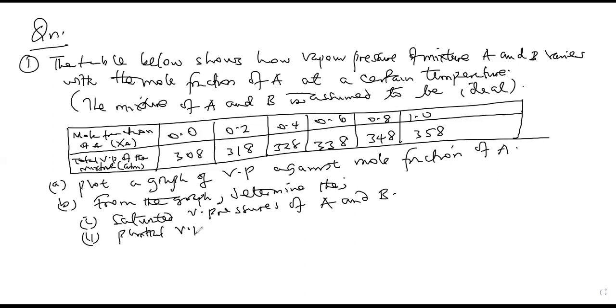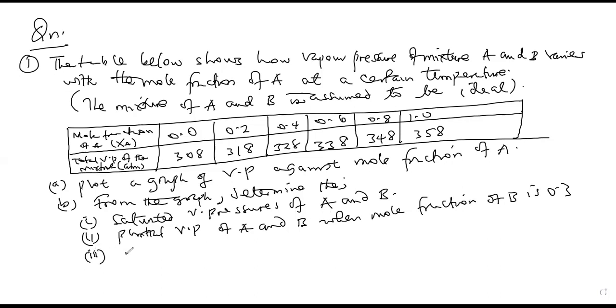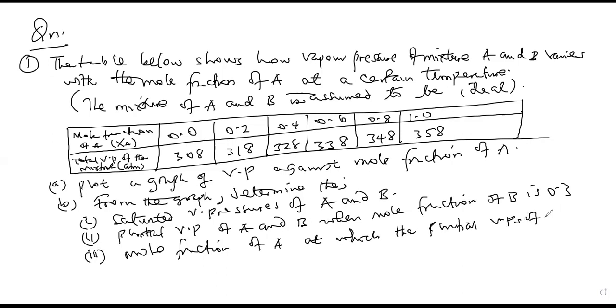2, determine the partial vapor pressures of A and B when the mole fraction of B is 0.3. 3, determine the mole fraction of A at which the partial vapor pressures of A and B are the same.